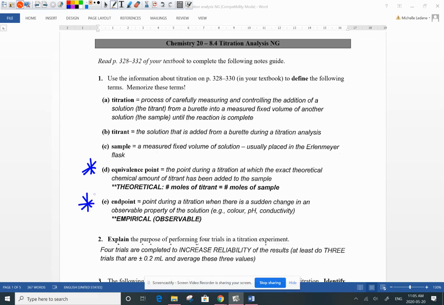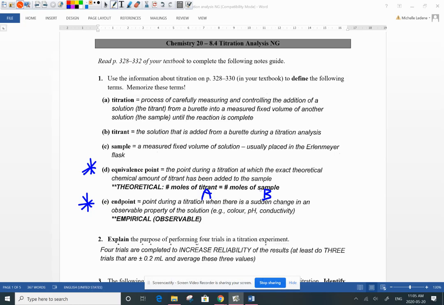These are different things. Theoretical means you can't see it, right? We're talking about moles. So we're talking about the moles of the titrant, maybe the acid, being equal to the moles of the sample, the base. At that exact point in time, we have completely reacted the acid and the base, and they're equal to one another. You can't see that though, right? A mole is something that's a theoretical value.